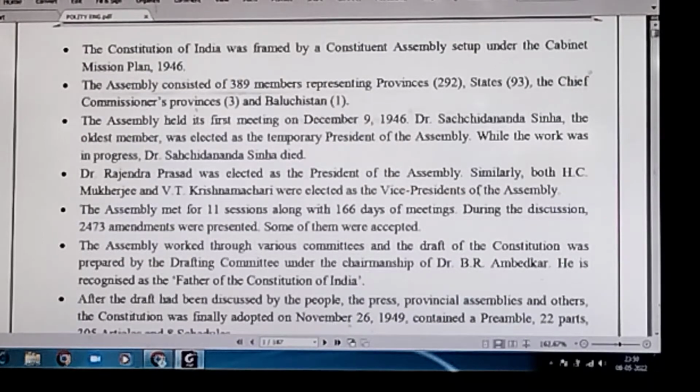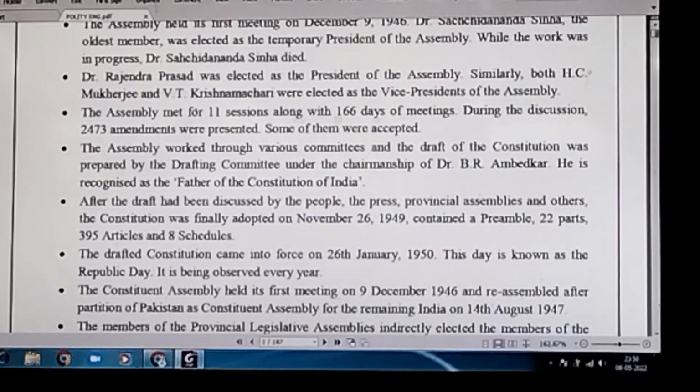After the draft had been discussed by the people, the press, provincial assemblies and others, the Constitution was finally adopted on November 26, 1949. It contained a preamble, 22 parts, 395 articles and 8 schedules. Presently, the Constitution contains a preamble, 24 parts, more than 450 articles and 12 schedules. The Constitution came into force on 26th January 1950. This day is known as Republic Day, and it is observed every year.